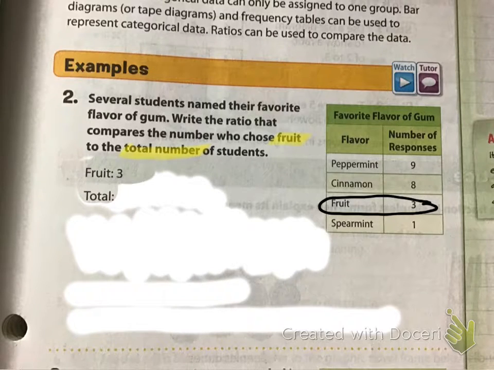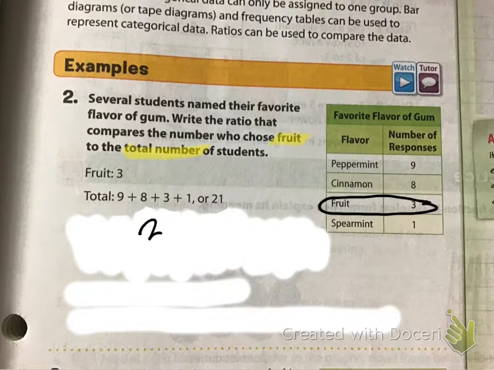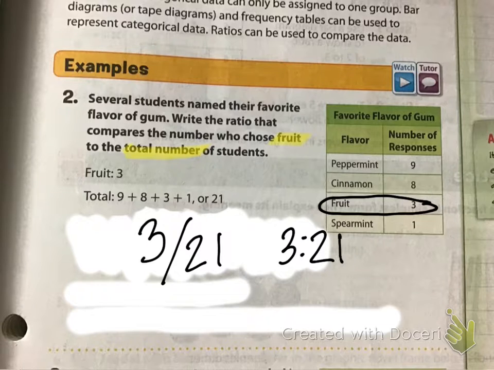Exactly. So the fruit total is 3. The total, we add them all together to get 21. So I want you guys to take a second and write that as a ratio. Make sure you're writing this in your warm-up so that you can look back at it. So let's see. What ratio did you initially write, Tyson? So you initially wrote 3 out of 21, or 3 to 21.